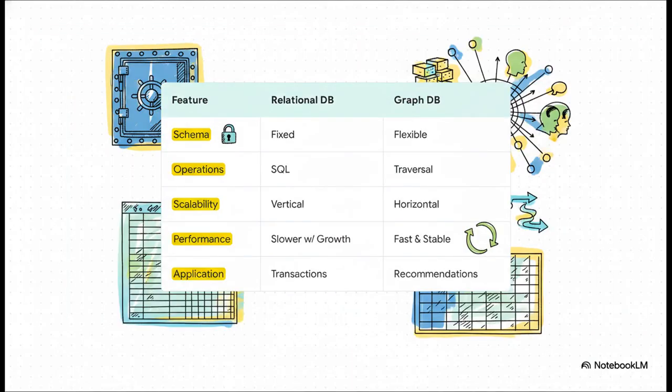This table really brings it all home. Relational databases, with their fixed structure, they're awesome for things like financial transactions, where everything is neat and tidy. But they scale vertically, which means you have to keep buying a bigger, more expensive server. Graph databases scale horizontally. You just add more machines to the team. This makes them absolutely perfect for dynamic, messy, ever-growing data sets like you see in social networks or recommendation engines.